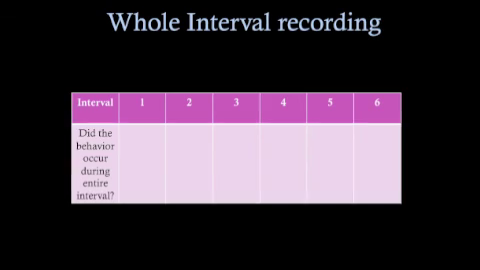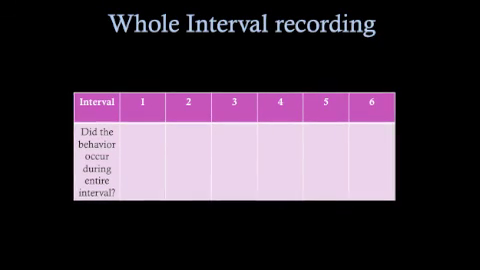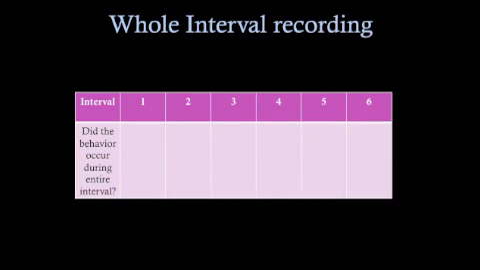We reviewed 3 methods of time sampling today. These were partial interval recording, whole interval recording, and momentary time sampling. When an observer is recording using whole interval recording, you mark whether the behavior occurred for the entire interval.